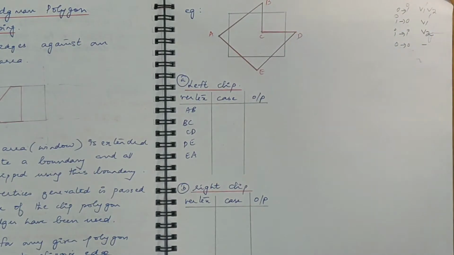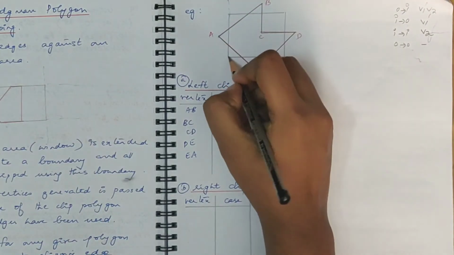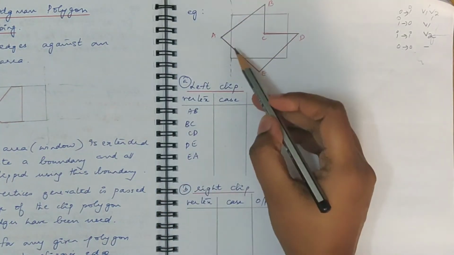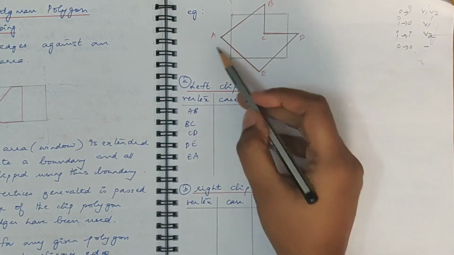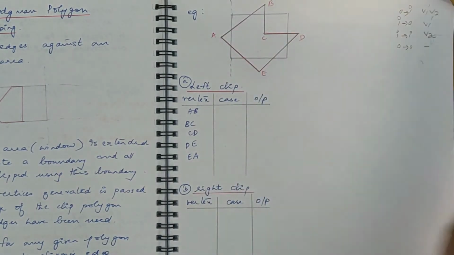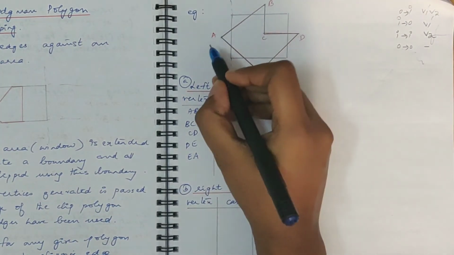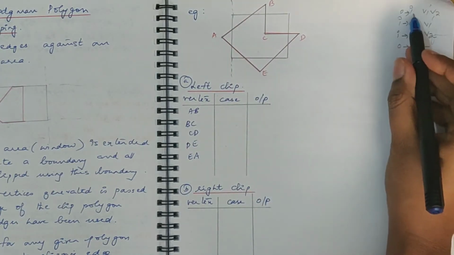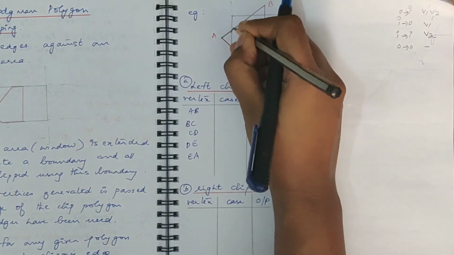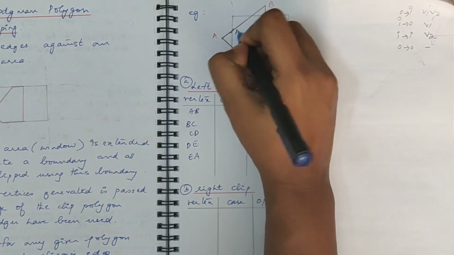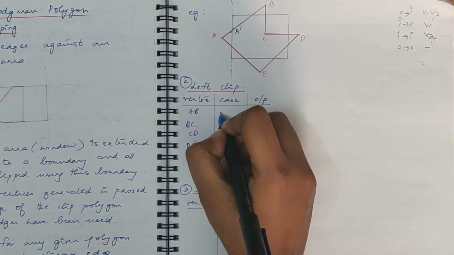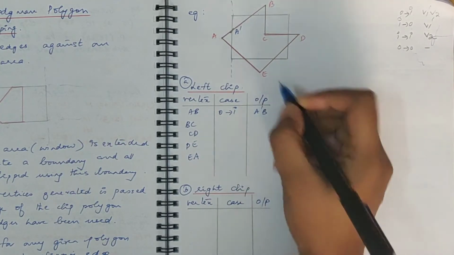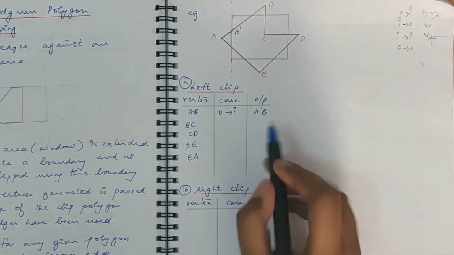So now the edge that we are considering is the left edge. With respect to the left edge, you have to write down under which case all these edges fall. If you take the edge AB, the AB edge goes from outside to inside, right? If it goes from outside to inside, the point of intersection, let me name it A dash, and the next vertex will be added. So this is outside to inside. The point of intersection and the next vertex will be added to the output list.